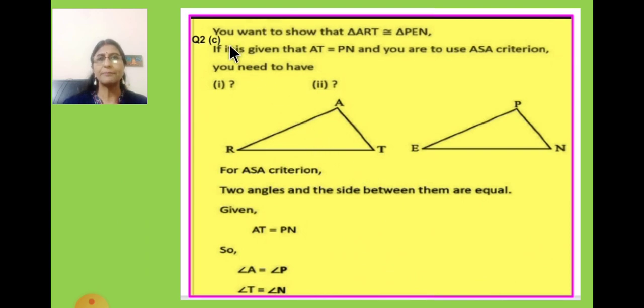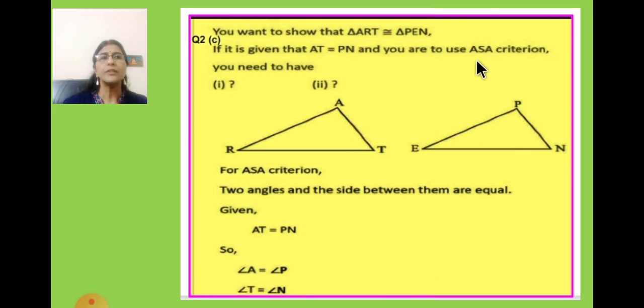Now C part, B part will be your homework. C part I am showing you. Here you want to show that triangle ART is congruent to triangle PEN. You can see these two triangles are congruent, if it is given that AT is equal to PN, and you are to use ASA. Now we have to use ASA criterion. So what more do you have to add? This side is equal to this side. It is given AT is equal to PN.